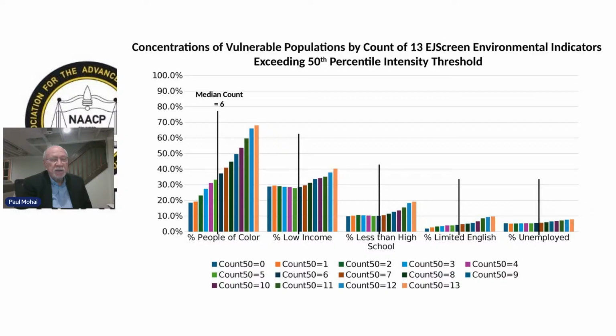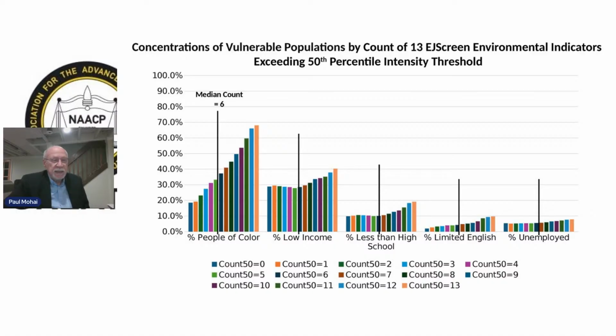And that literally means, if you're looking at a census tract in the US, how many burdens are there where, say, if the count is 1, there's at least one burden that exceeds the 50th percentile. And then you can count all the way up to 13 and look at all the census tracts where for all 13 the burden exceeds the 50th percentile.